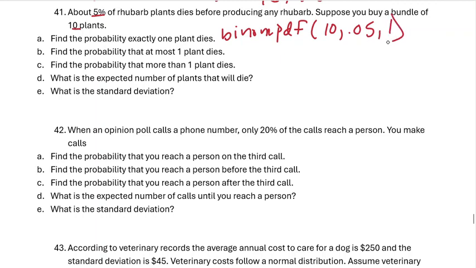So binomial PDF 10 comma 0.05 comma 1 gives us 0.315.